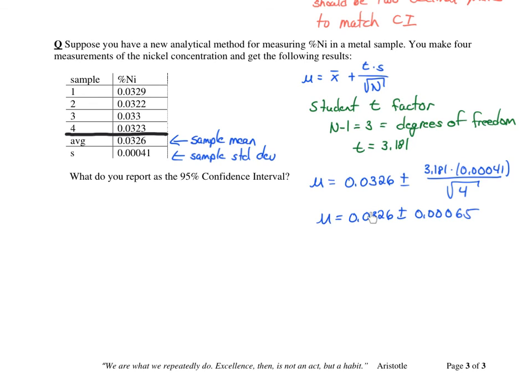All right, so we plug in our value for t and churn out our result. We see mu is equal to our x bar value, our average, x bar plus or minus, all of this comes down to 0.00065. So now we need to report our answer. We can only use 1 sig fig, and that means we use 1, 2, 3, 4 decimal places for each of these. So we have mu is equal to 0.0326 plus or minus 0.0007. Our unit is percent.